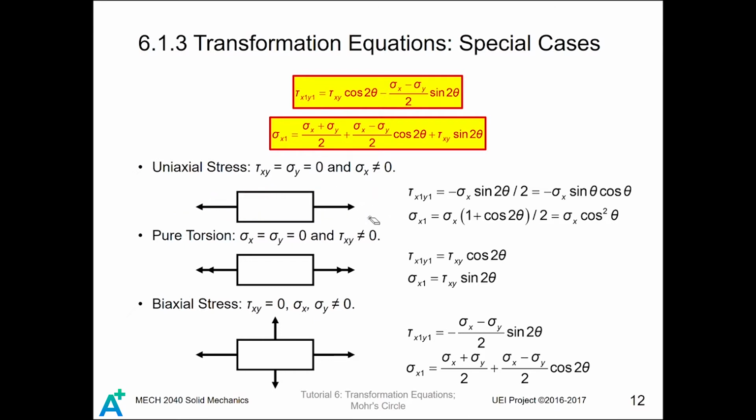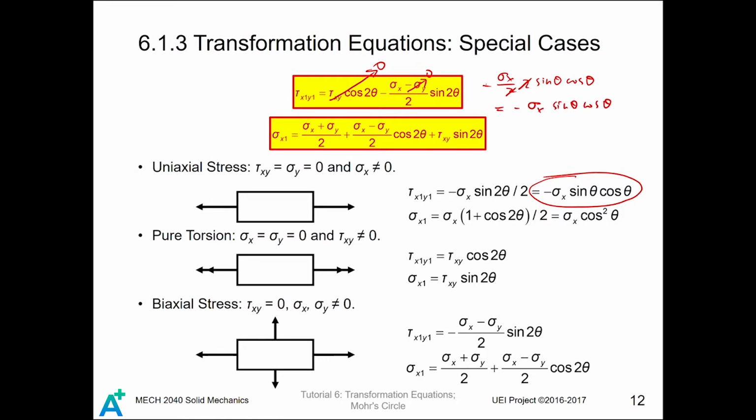That means if we say sigma x is non-zero, then sigma y equals 0, and those two equations can be greatly simplified: tau xy equals 0, sigma y equals 0. Then what's remaining is minus sigma x divided by 2 times sine 2 theta. But you know, sine 2 theta equals 2 sine theta cosine theta. So what's remaining is just minus sigma x sine theta cosine theta.